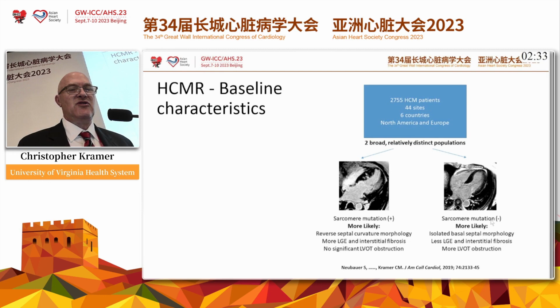They were sarcomere mutation negative. They had less late gadolinium enhancement and often none, and very little interstitial fibrosis. But because their hypertrophy is at the base and the basal septum, these are the patients with extensive LVOT obstruction. So we surmise and expect to see that these are the patients on the right with heart failure, isolated basal septal hypertrophy obstruction, that may be candidates for mavacamten and other myosin inhibitors.